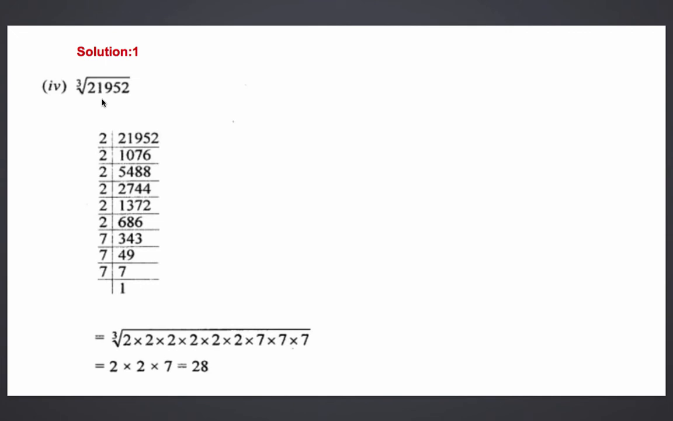Cube root of 21,952. By now you know the first step is to carry out the prime factorization. Now the last digit of the number is 2. Hence the number is divisible by 2. Okay, let's carry out the division. 2 ones are 2. 0 as it is. 2 sevens are 14. Okay, 2 6s are 12. Clear, students?